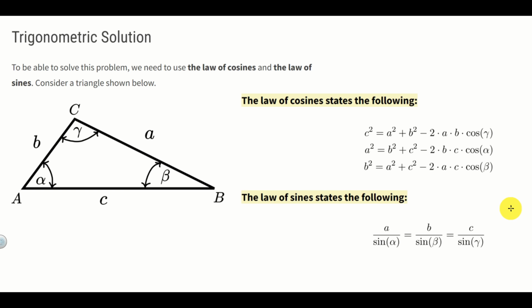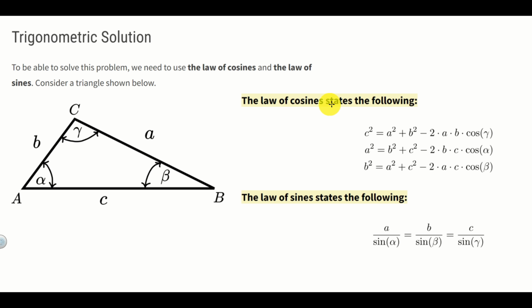The third approach for solving this problem is purely numerical. The third approach is based on basic trigonometry. Namely, to be able to solve this problem, we first need to revise and review the law of cosines and the law of sines. This figure shows a general form of a triangle in the 2D plane. The corner points are A, B, and C. The lengths of the sides are a, b, and c, and the corresponding angles are alpha, beta, and gamma.